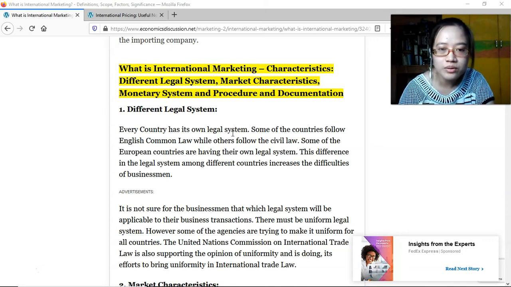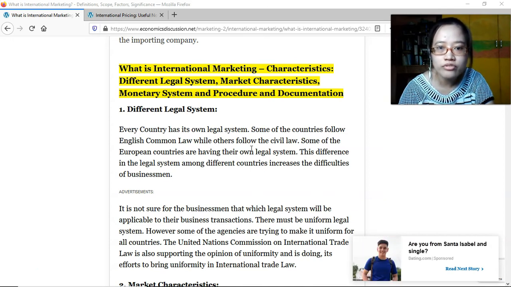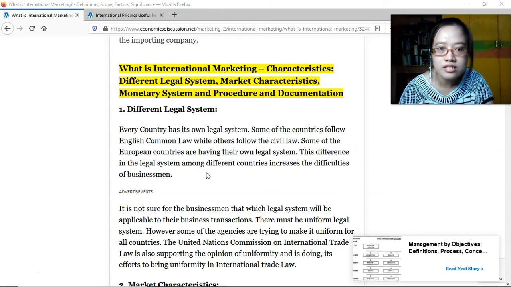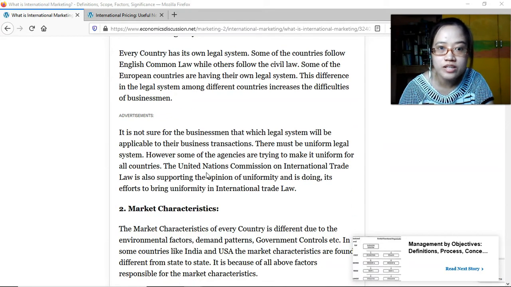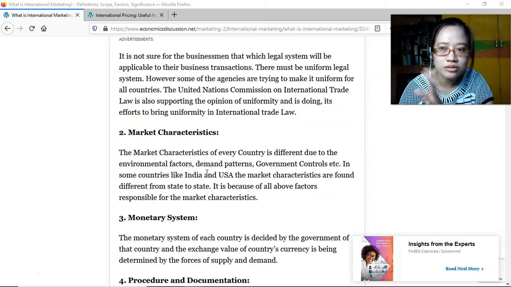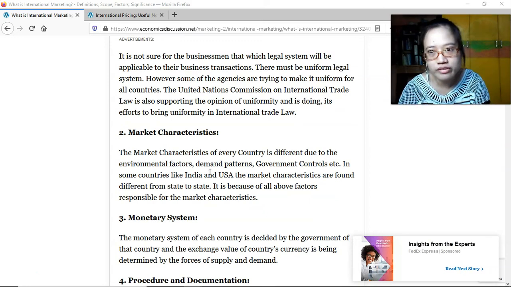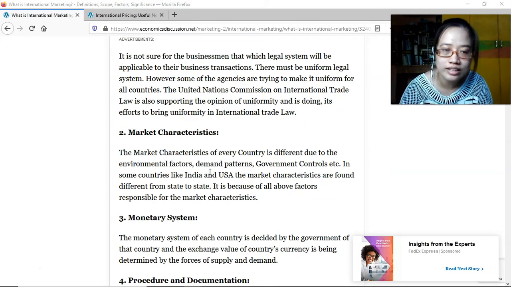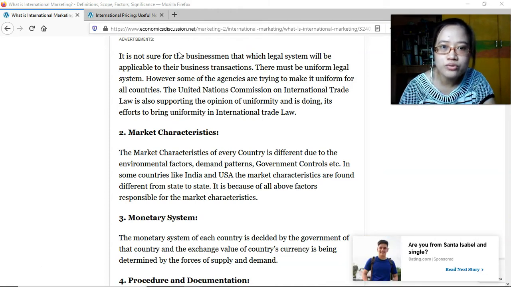Every country has its own legal system. Some of the countries follow English common law, while others follow the civil law. Some of the European countries have their own legal system. The difference in the legal system among different countries increases the difficulties of businessmen. Okay? Because again, there could be some things that are legally done here, but when you go there, they are considered illegal. It is not sure for the businessman which legal system will be applicable to their business transactions.